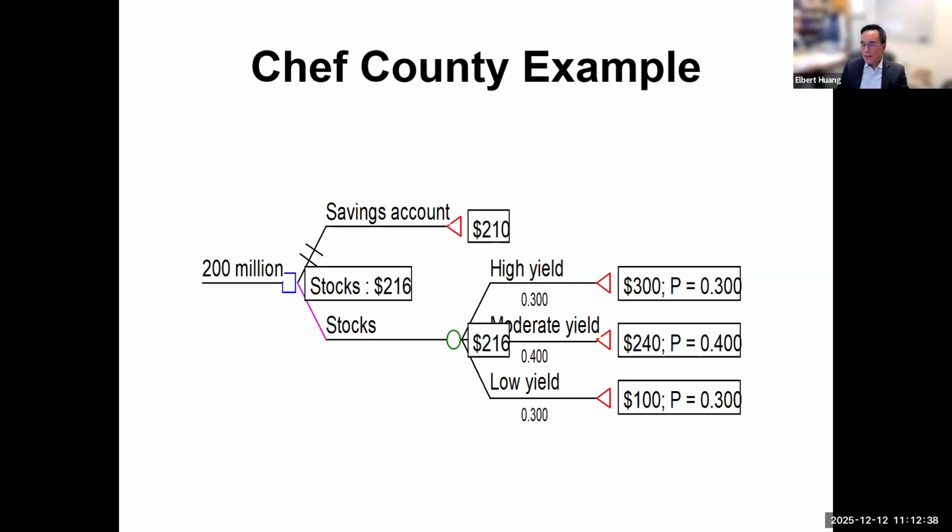I should have done more audience participation, but it turns out the right answer, at least based on this decision tree, is to invest the money in the stock market. Because overall, you'll get $216 million at the end versus $210 million if you invest in the savings account. So just to stop here, what are the potential problems with this way of making a decision?